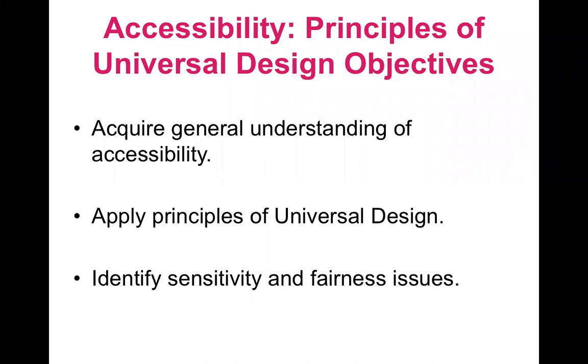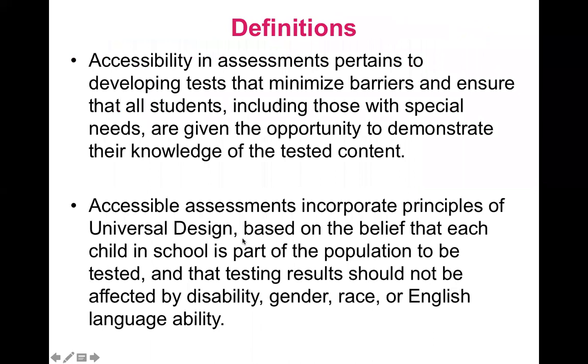So, accessibility and principles of universal design. The objectives are to acquire a general understanding of accessibility, apply principles of universal design, and identify sensitivity and fairness issues. So what is accessibility in assessment? It has to do with developing tests that minimize barriers and ensure that all students, including those with special needs, are given the opportunity to demonstrate their knowledge of the tested content.